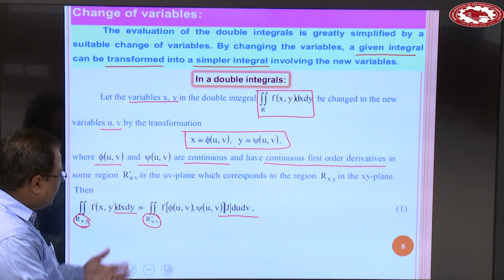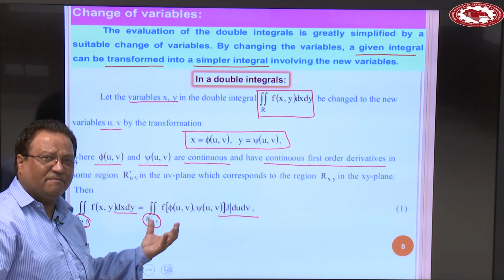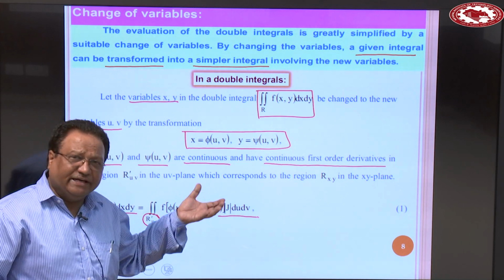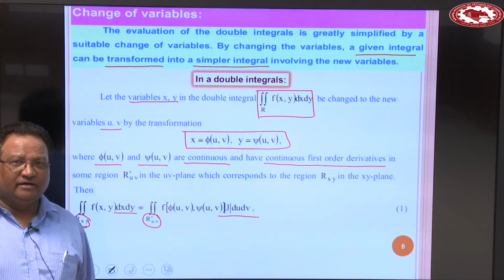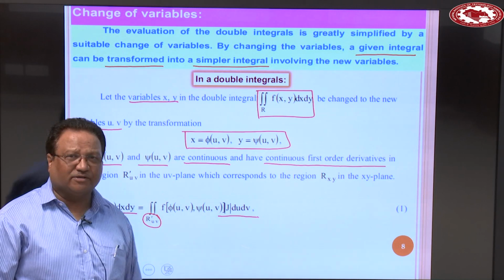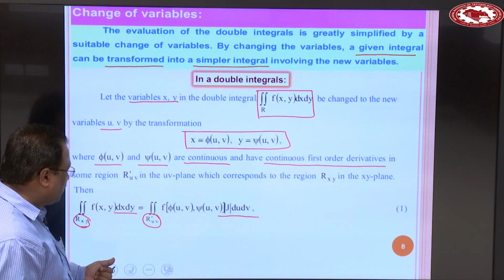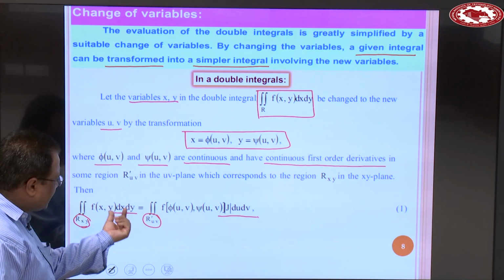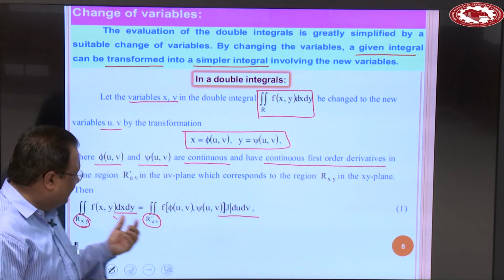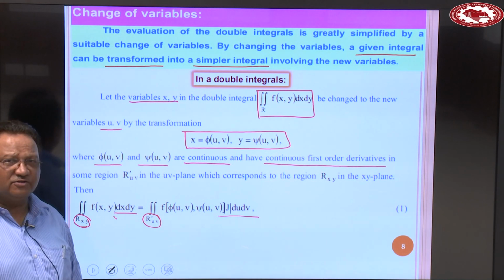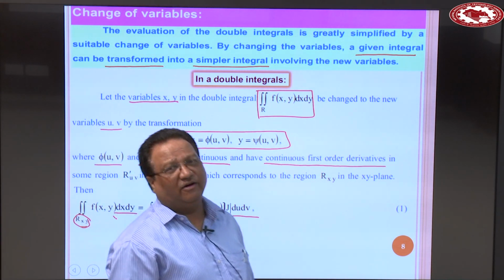Whenever you make this type of transformation, this type of change of variables, we need the value of the Jacobian. Otherwise we cannot evaluate this, we cannot evaluate the solution of this process. We need the value of the Jacobian. So when we transform x y to u v, we need the value of the Jacobian. So in every problem, first find the value of the Jacobian.